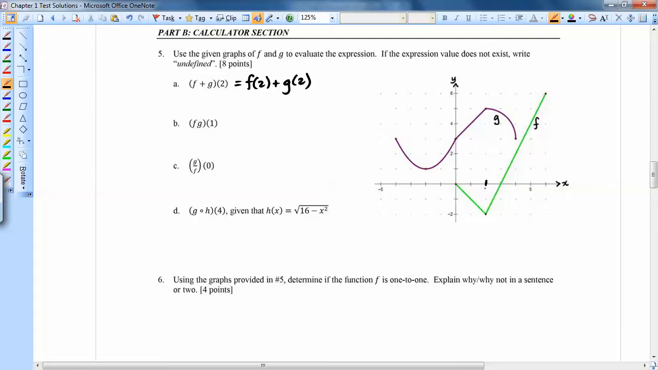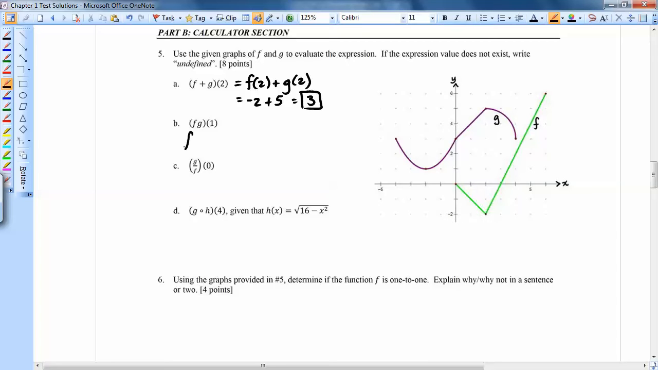So here's x equals 2, and if you trace it down, you can see that the value of f of 2 is negative 2. So f of 2 is negative 2 here. G of 2, if I go up and across, I see that g of 2 equals 5. So this total here is 3. So let me get that out of the way.